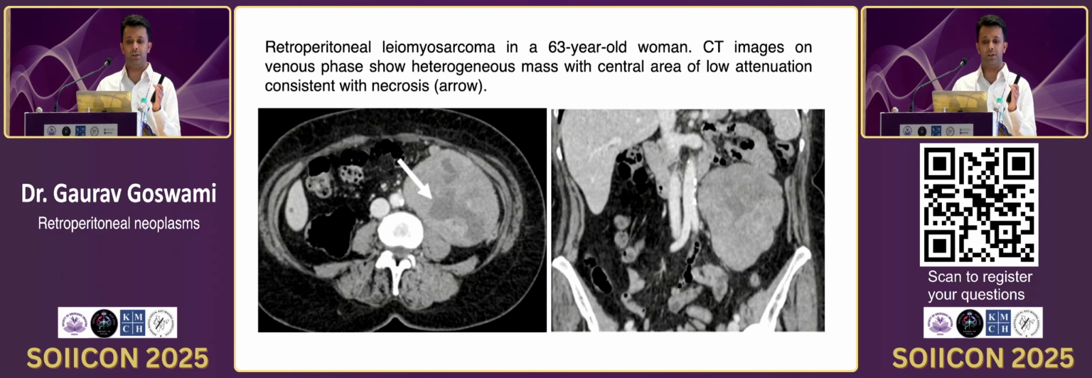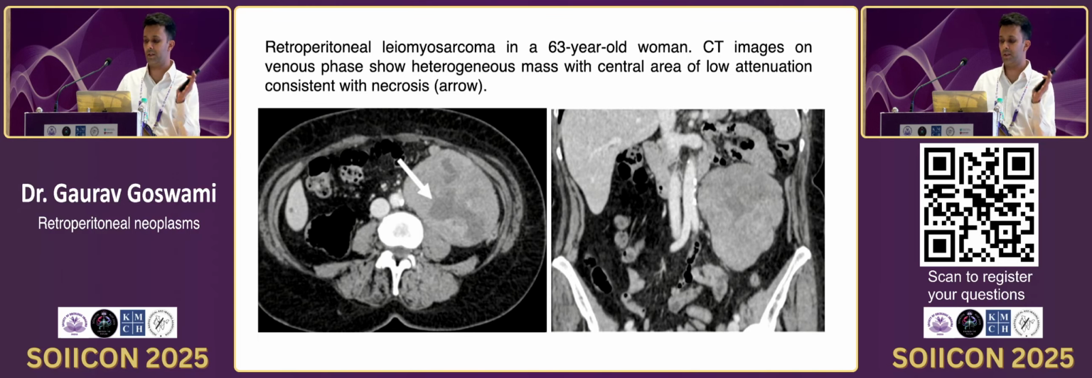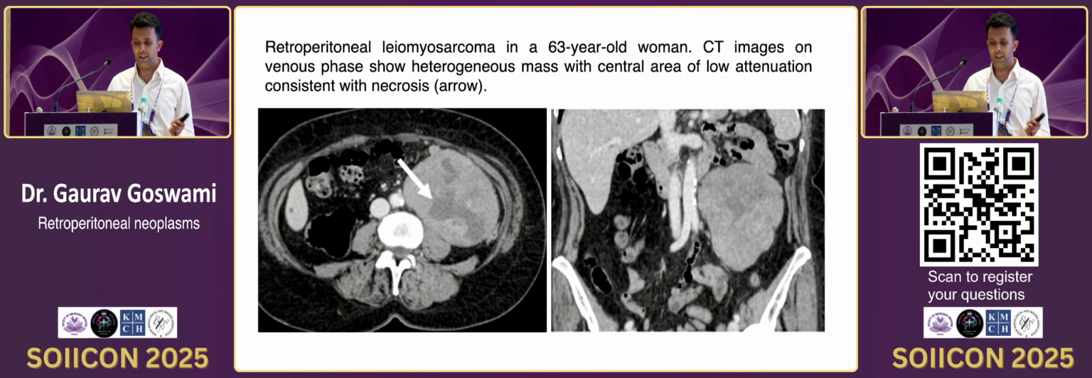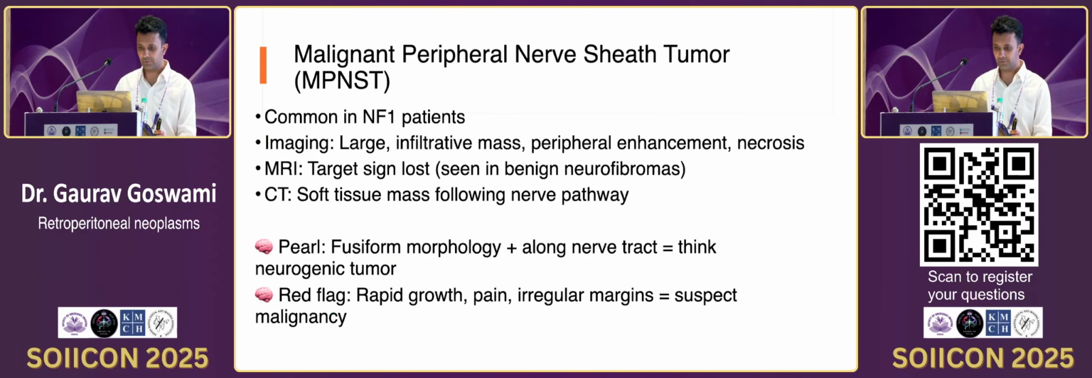Other than this, a non-vascular retroperitoneal leiomyosarcoma in a 63-year-old woman. CT image in the venous phase shows a heterogeneous mass with a central area of low attenuation and central areas of necrosis. These are the necrotic areas. This is a very well enhancing, heterogeneously enhancing lesion in the left half of the retroperitoneum.